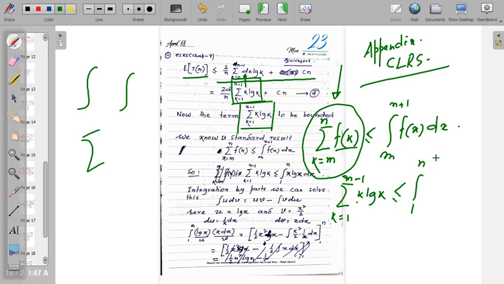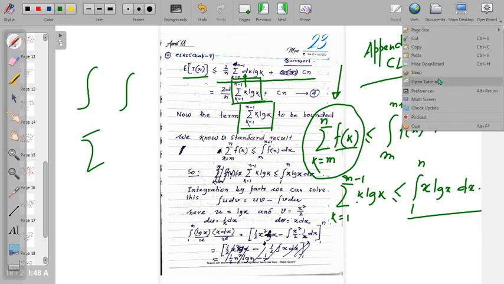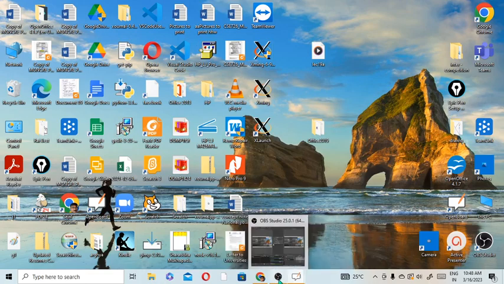Are you with me? This is simple. Integration 1 to n, and this is fx, that means x log x dx. This thing we have to manipulate, so you try to manipulate this in your hostel. We can complete this manipulation in the next class. Any question?